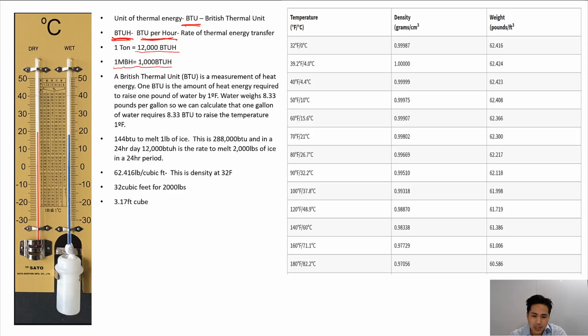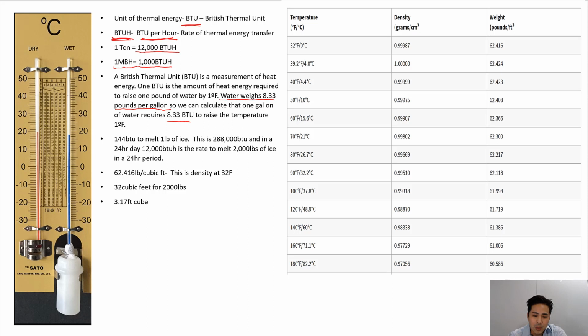Now, what is a BTU? What does that actually mean? It is the amount of heat that is needed to raise 1 pound of water by 1 degree Fahrenheit. So if we have water which weighs about 8.33 pounds per gallon, that just means that you need 8.33 BTUs to raise that 1 gallon of water 1 degree Fahrenheit.